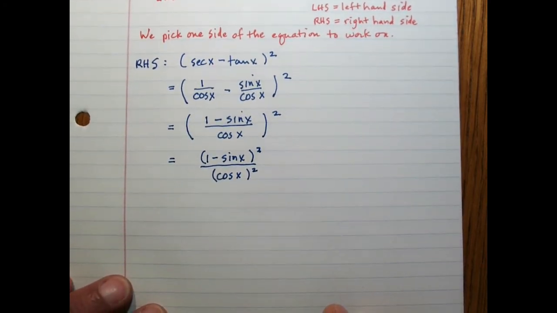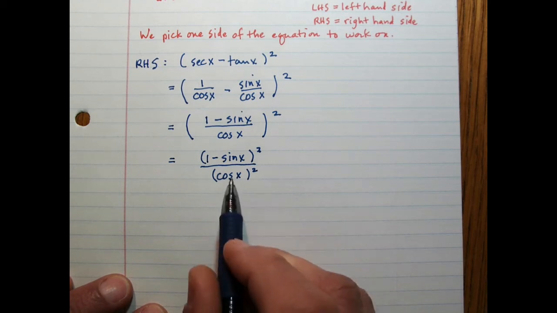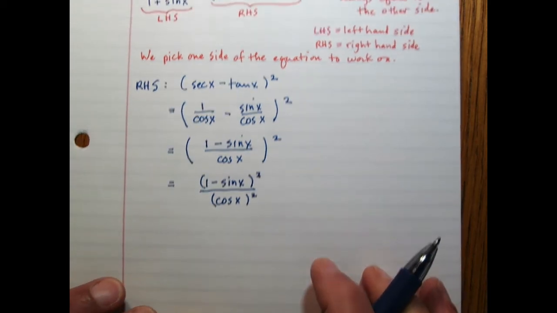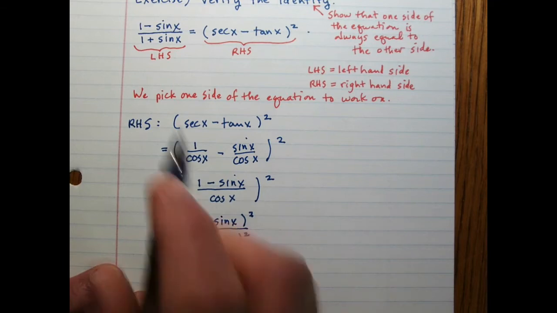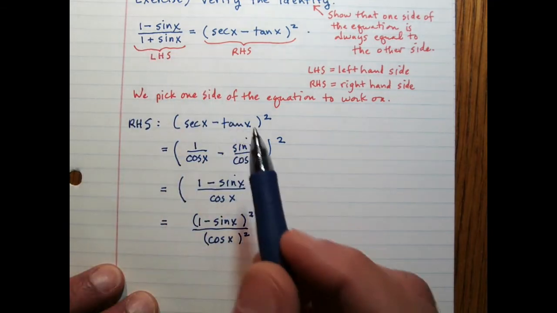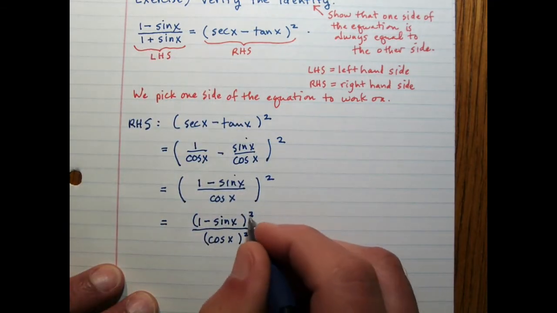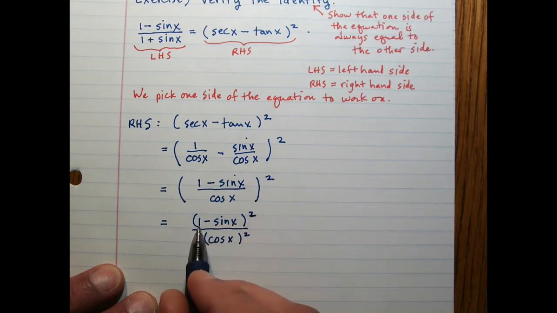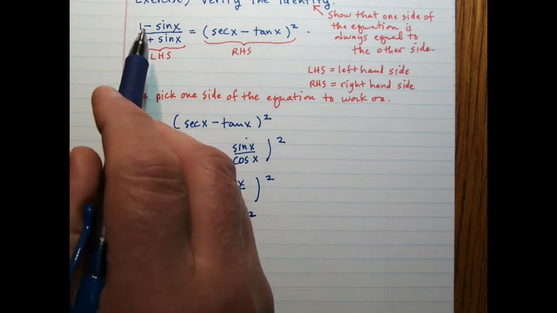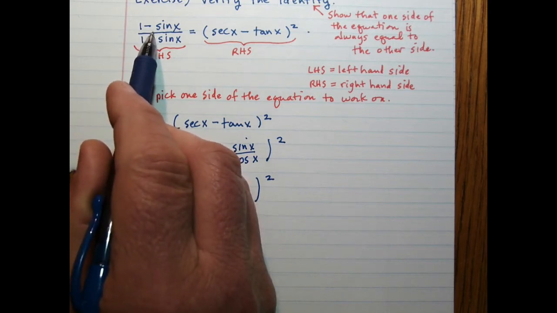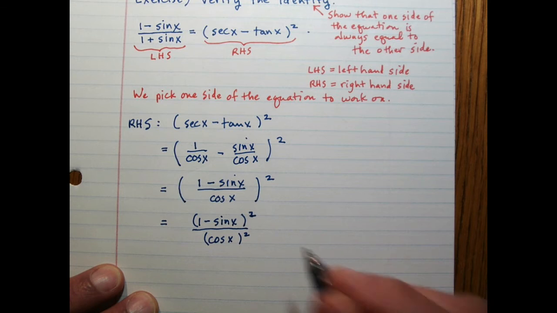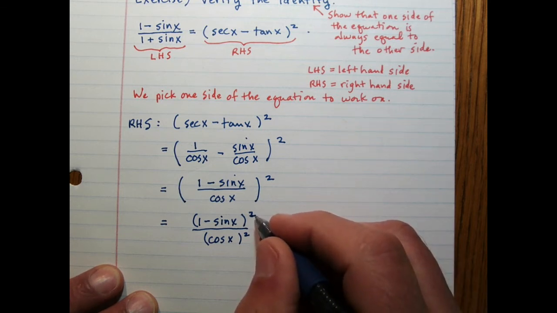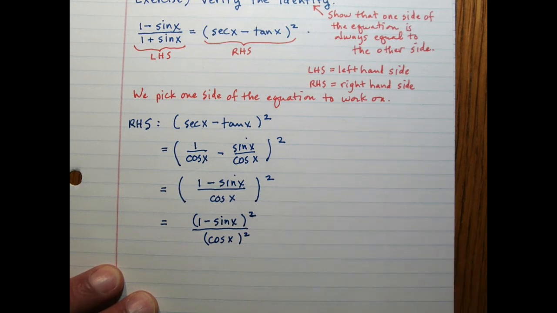Now I am trying to end up with an expression that looks like the left-hand side of our original problem, which is up here. So I'm actually feeling a little bit good about this because I see this 1 minus sine x in the numerator, which we want to end up with for the left-hand side. I don't want the square though, so that's something I'm going to have to figure out how to deal with.